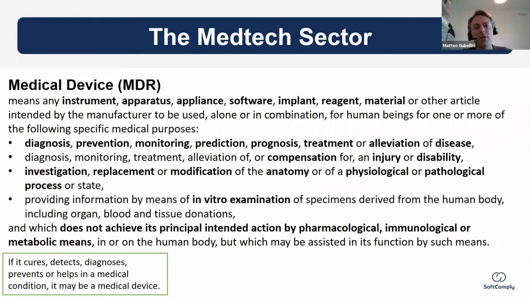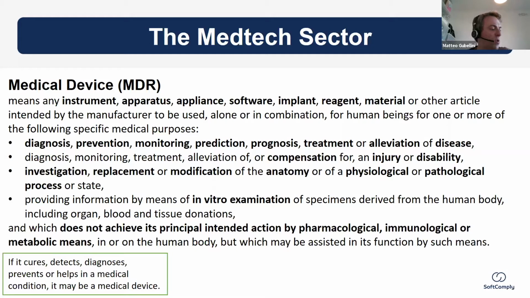So what is a medical device? This is taken directly from the MDR, the new medical device regulation in Europe, which is not that new anymore. And I've highlighted in bold the key concepts and the key characteristics that make an object or an equipment a medical device. It could be an instrument, apparatus, appliance, or software itself, implant, reagent, or material, or other article, intended by the manufacturer to be used alone or in combination for human beings for one or more of the specific medical purposes. And these are very specific.